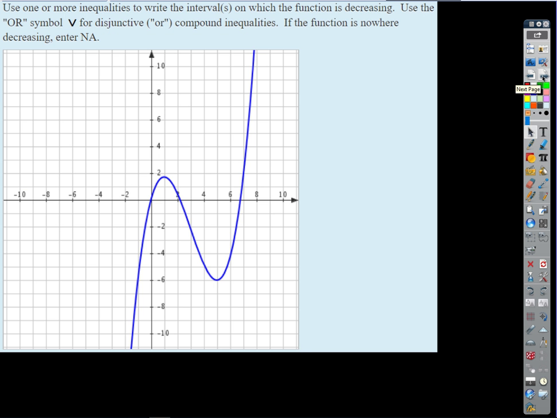How about this? Use one or more inequalities to write the intervals on which the function is decreasing. So here's an example. There's no computation to do on these problems at all, no algebra at all. But you've got to use your brains to analyze the function. You've got to know what the concept of increasing versus decreasing is and how that applies to a graph. It's just all thinking.